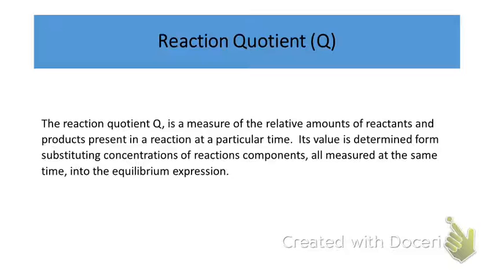Q is a measure of the relative amounts of reactants and products represented in a reaction at a particular time. Its value is determined by substituting the concentrations of the reaction components, all measured at the same time, into the equilibrium expression. We're going to stop the reaction at some time, take the current concentrations of both reactants and products, put them into the equilibrium expression, and solve for Q. It's the same way in which we solve for Kc. No difference. It's just that we don't know if we've actually hit equilibrium or not. And so Q is going to help us understand if an equilibrium has been established or not.